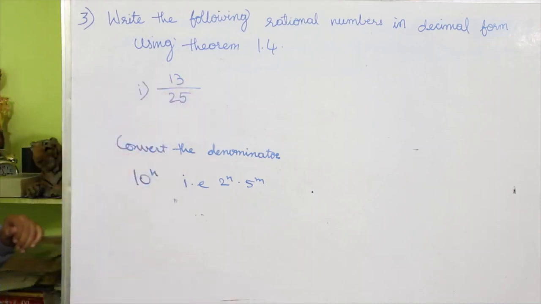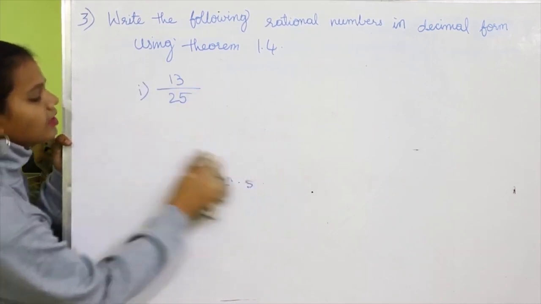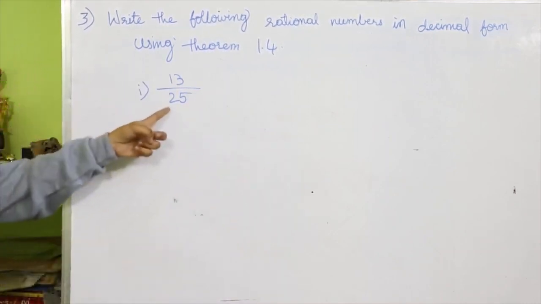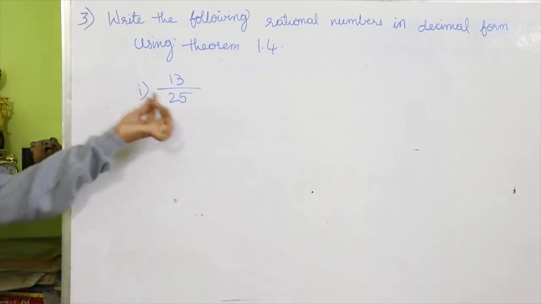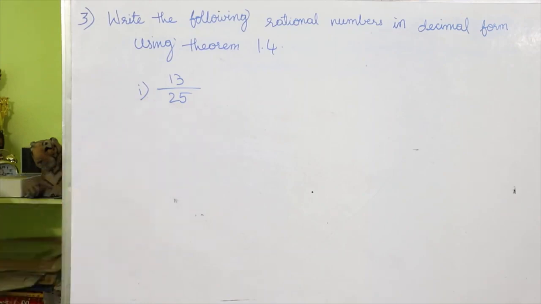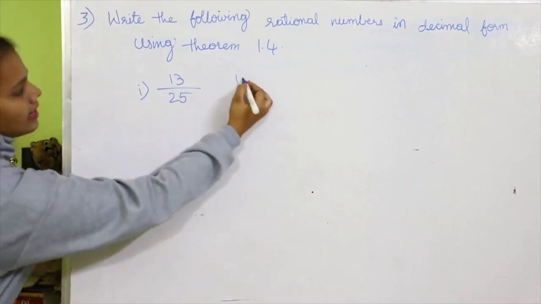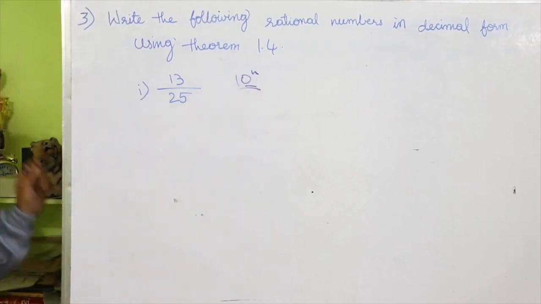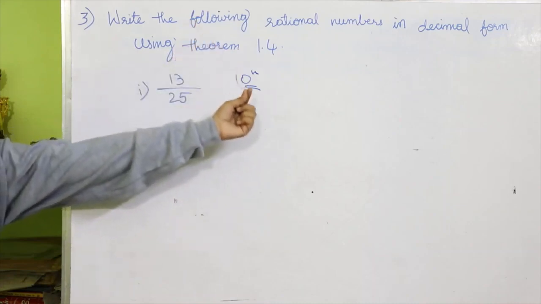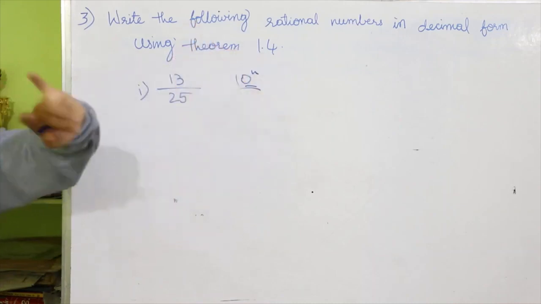So the first one we have is 13 by 25. Now we must convert the denominator into 10 power n. Here you have 25, where 25 can be written as 5 into 5, 5 square, we know that. So the first step is to convert the denominator into 10 power n. Remember this firstly, for any type of question, any rational number, convert the denominator into 10 power n, then easily you can convert this into a decimal form.